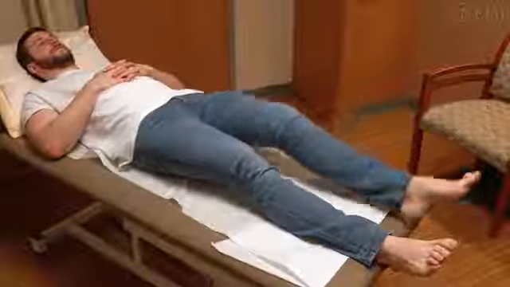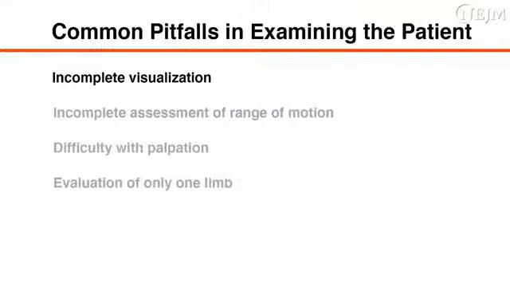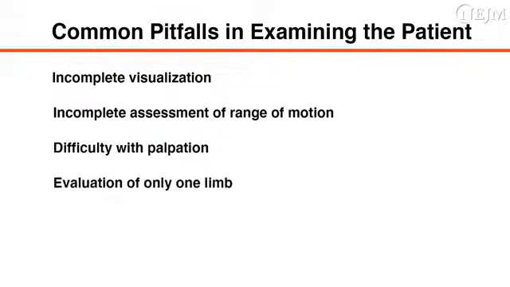Common pitfalls of hip examination include incomplete visualization, incomplete assessment of the range of motion, difficulty with palpation of anatomical landmarks in patients with a high body mass index, and evaluation of only one limb. Evaluation of both limbs is essential to accurate diagnosis.